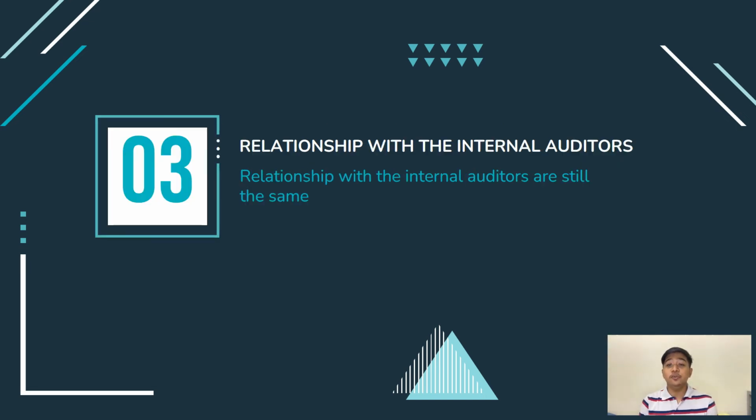The relationship with the internal auditor is unchanged. They evaluate their work in accordance with ISA. If EA rely on the IA's work, AOB has no impact on the number of meetings that must be held with IA.